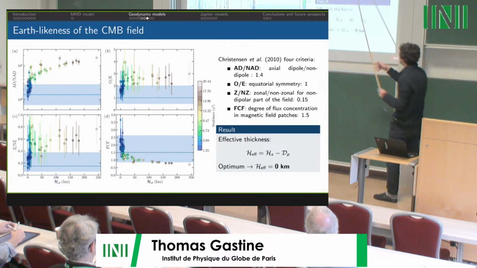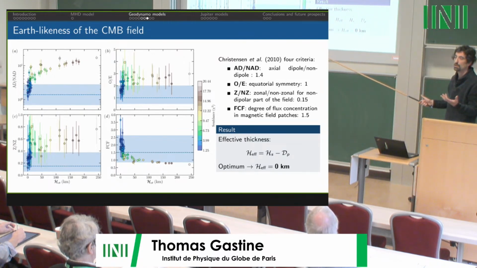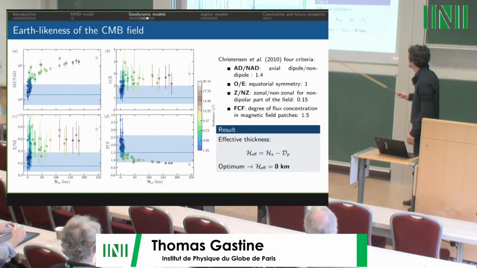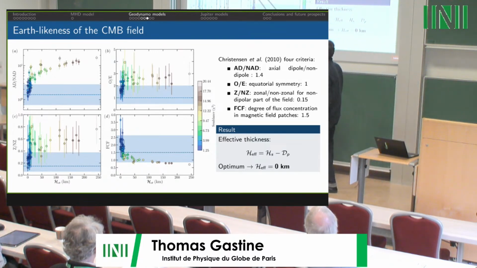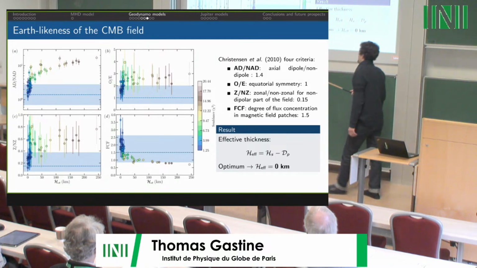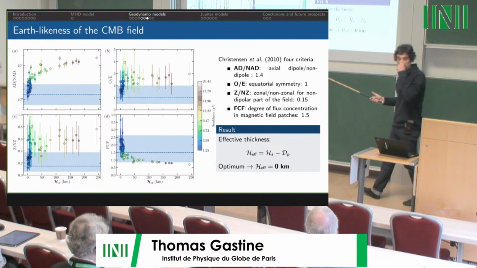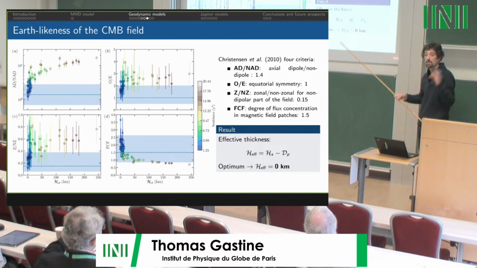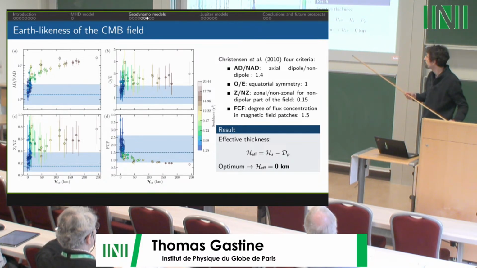So from these 4 rating quantities, you can build a chi-square, which is a global measure of the agreement of your dynamo model with the modern geomagnetic field. And so this is what's color-coded here. And you see the 4 individual rating parameters as a function of a quantity named HF, an effective thickness, which is simply the difference between the static thickness of the stably stratified layer minus the penetration distance.